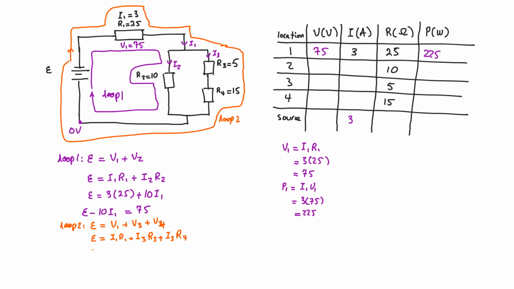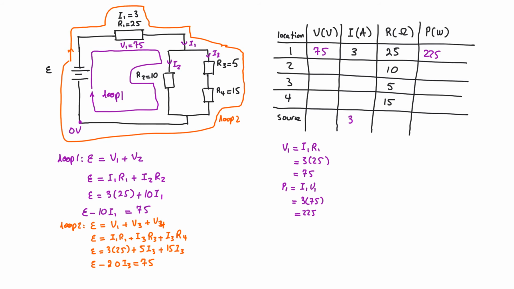I'm going to put in some values here. E is going to equal I1 times R1, that's 3 times 25, plus R3. I know the value of R3 is 5, but I don't know I3. And I know the value of R4 as 15, and I don't know I3, so I'm going to keep it like that. And then I'm just going to rearrange this. 5I3 plus 15I3 are going to be 20I3, and I'm going to bring them to the left-hand side, so they're going to be minus 20I3, and they're going to also equal 75.